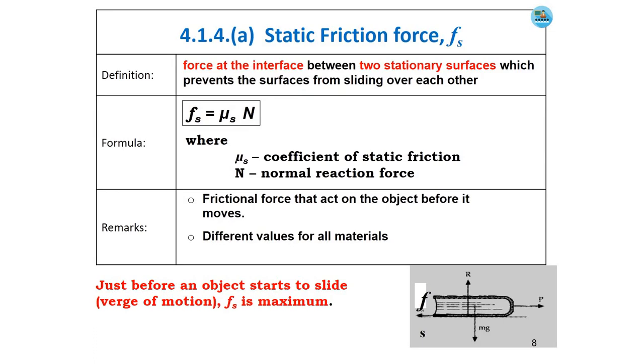4.1.4a Static friction force is the force at the interface between two stationary surfaces which prevents the surfaces from sliding over each other. Formula: Fs equals mu s times N. Mu s is the coefficient of static friction and N is the normal reaction force. It is the frictional force that acts on the object before it moves, with a different value for each material. Just before an object starts to slide, Fs is maximum.